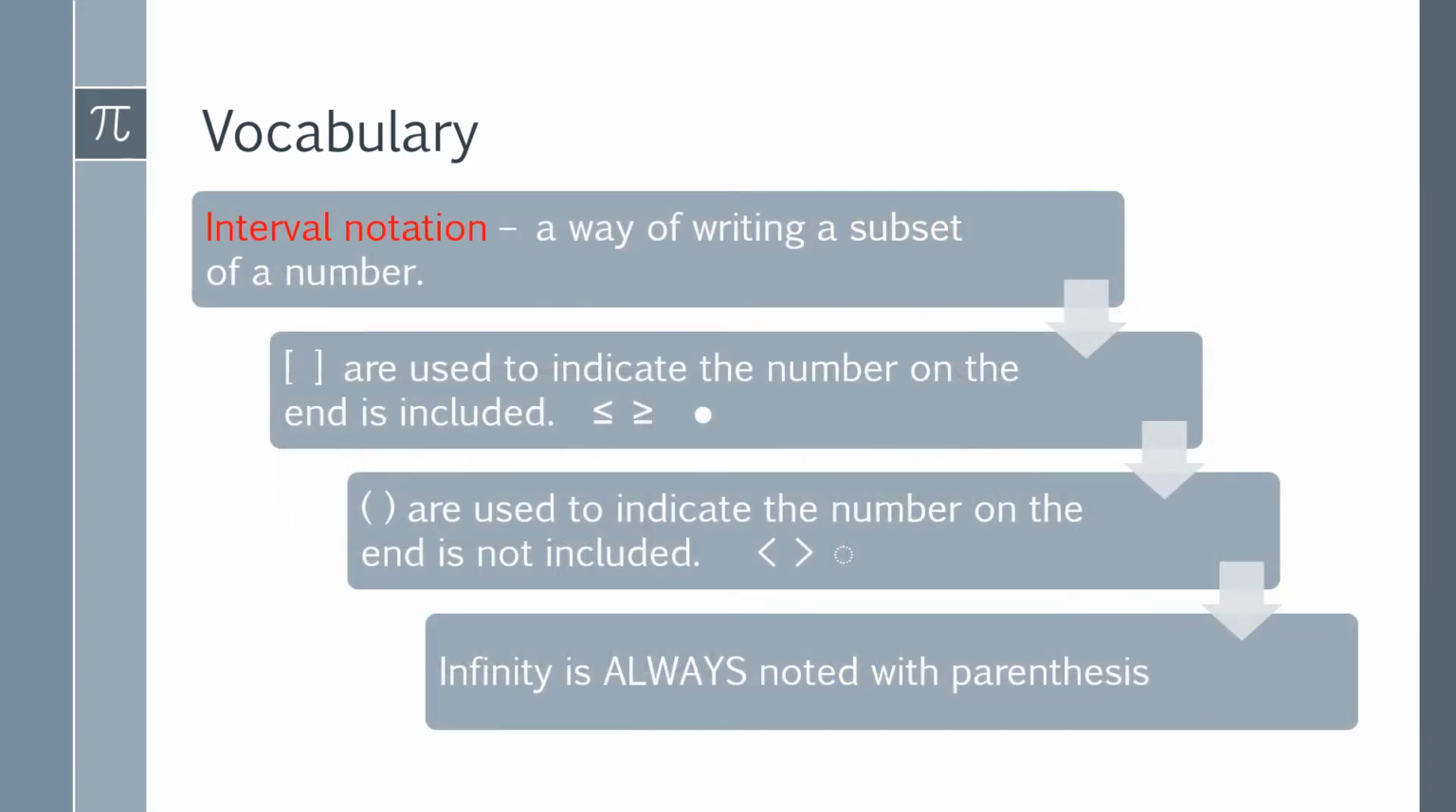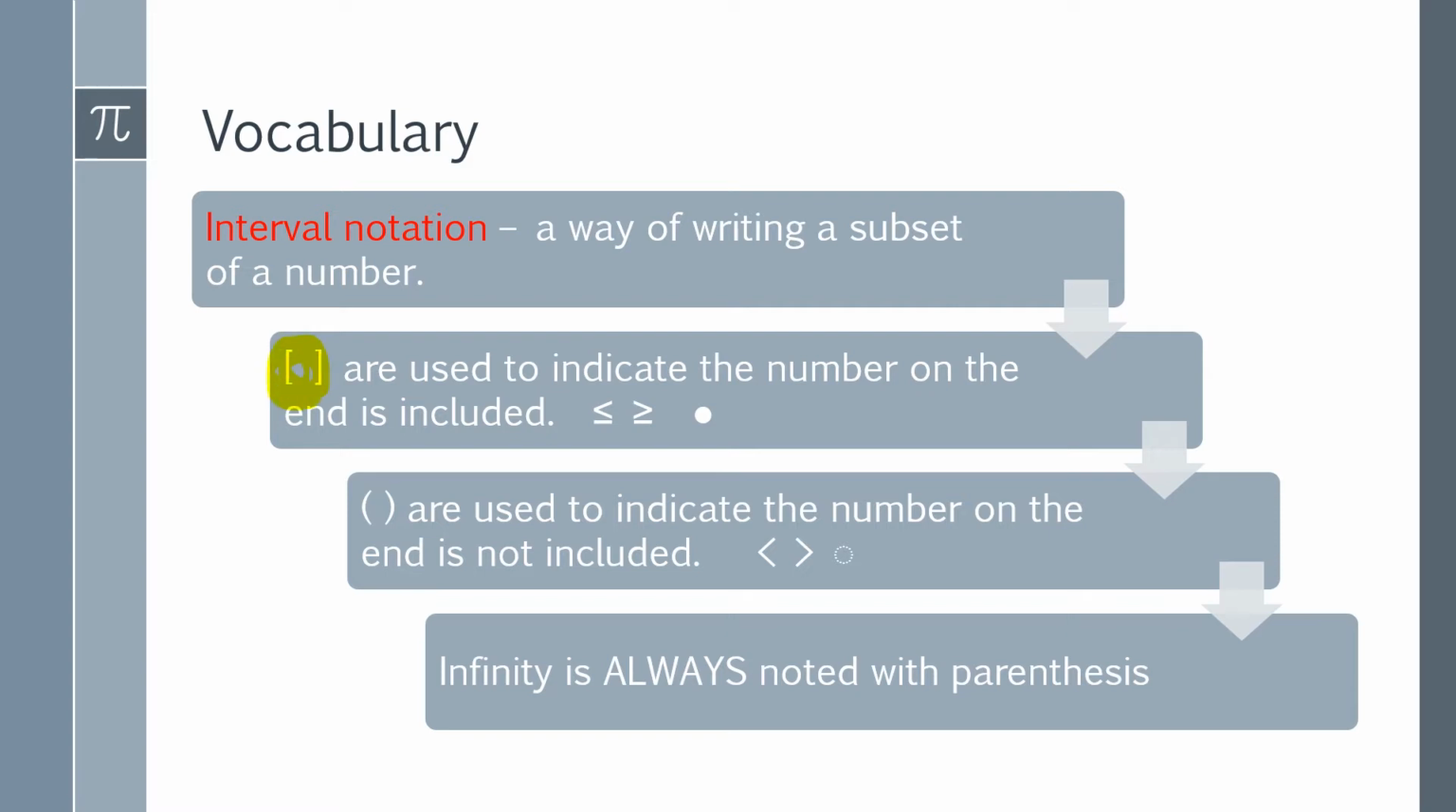When we identify the range and the domain, in this class we want to use interval notation. Interval notation is a way of writing a subset of numbers. And there's some nomenclature that goes with that. So if we want to indicate that a number is included in the solution set, we're going to use brackets.